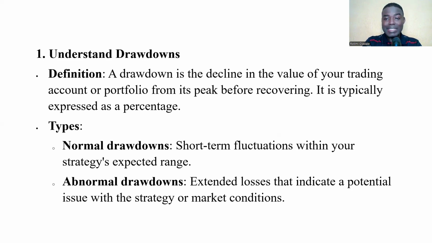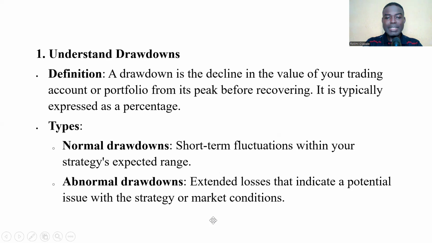So it is usually expressed as a percentage of the account. So if you have a $100,000 account, for instance, and you have a minus $10,000 negative floating trade, then that means you have 10% of your account as drawdown, that is at risk. Now, there are two types of drawdown. There is the normal drawdown and there is the abnormal drawdown.